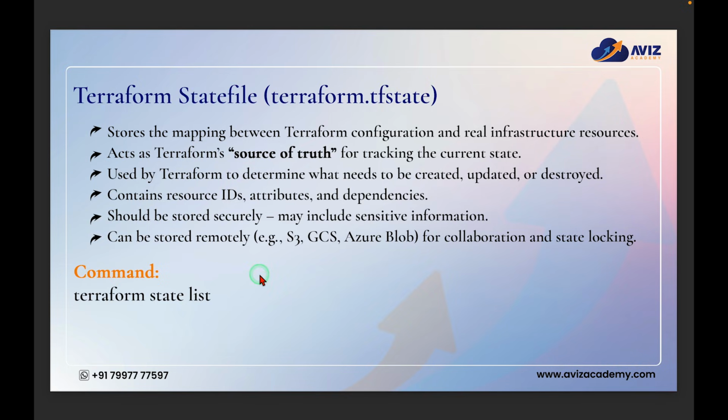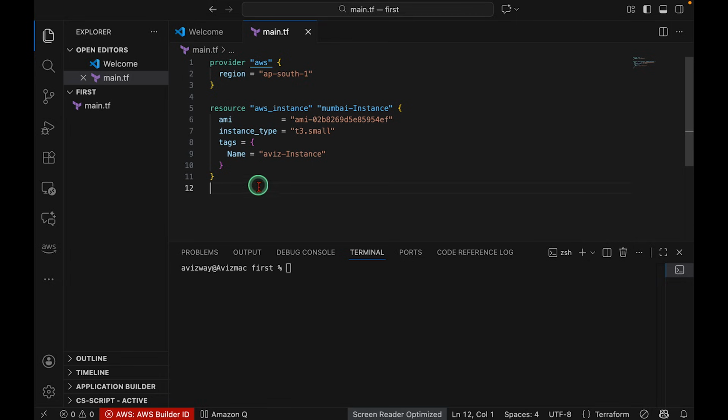And I mentioned that we can store it in a secure location, as it is going to contain some sensitive information, right? To store it, we have multiple options. We can store it locally, or in remote S3 buckets. Whenever we are planning or applying the Terraform script, this state file is automatically going to be created and refreshed.